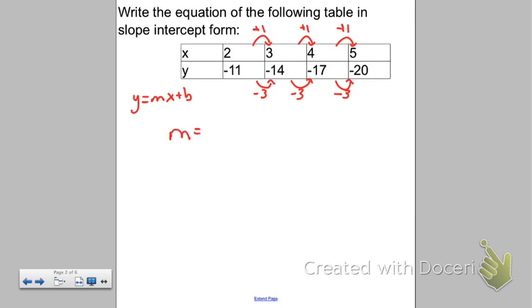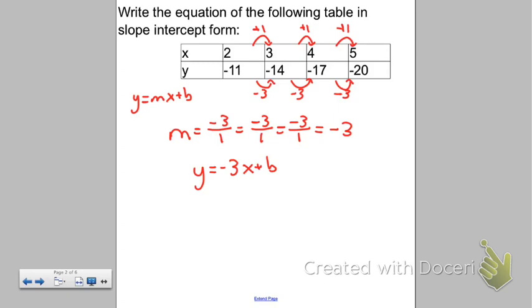So now for my slope, I need to make sure that my change for each pairing is the same. So I have negative 3 over 1, that's equal to negative 3 over 1, equal to negative 3 over 1. All of these are equal, and they're equal to negative 3, so my slope is negative 3. So I have y equals negative 3x plus b. Now I look back at my table. I do not have x equal to 0 in my table. So there are two ways I can find my y-intercept.